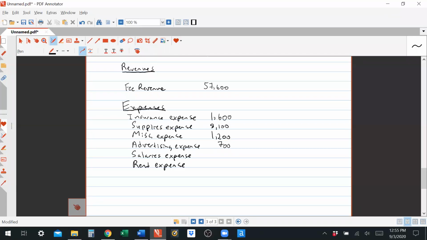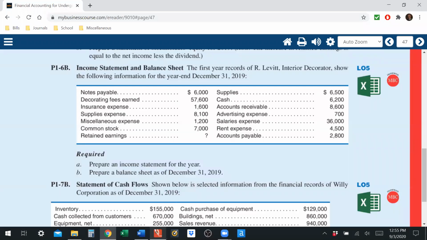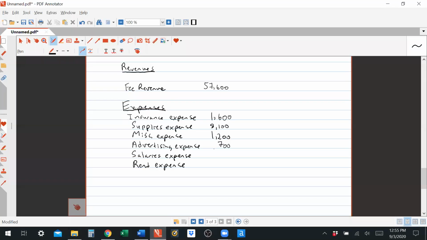Then we can get a subtotal of the expenses. So salaries were 36,000 and rent expense 4,500. So our total expenses are, and let me just go to the answer key so I don't have to add all that up. Save a little time here because we have 10 minutes left of class, and I want to get through this one. Total would be 52,100.